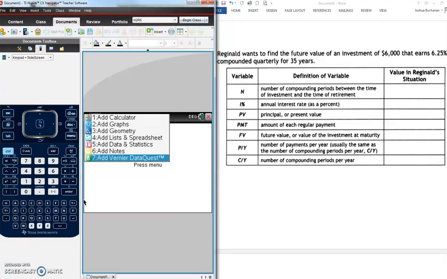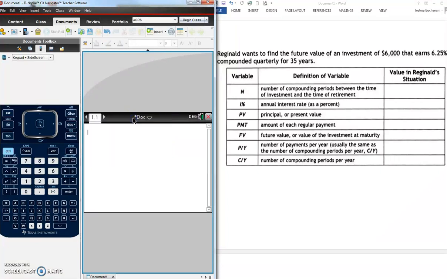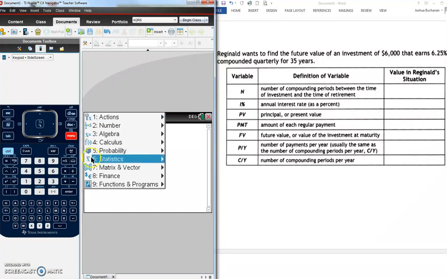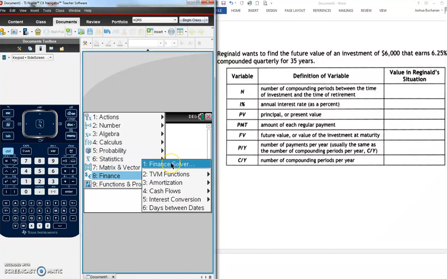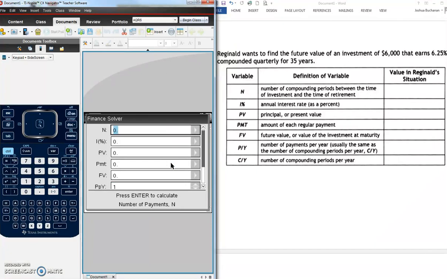This video is going to deal with using the TVM solver in our TI Inspire calculator. What we're going to do is take a situation and try to figure out different components of that situation using that TVM solver. So first, in our calculator, we're going to make a new document and just add a calculator. We're going to open up menu and then finance and then our finance solver.